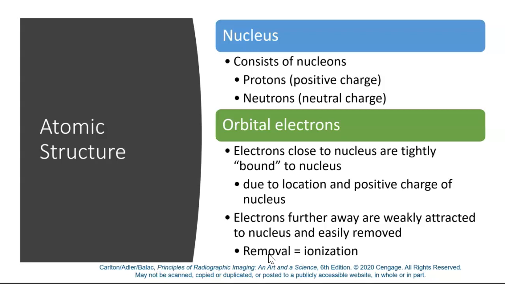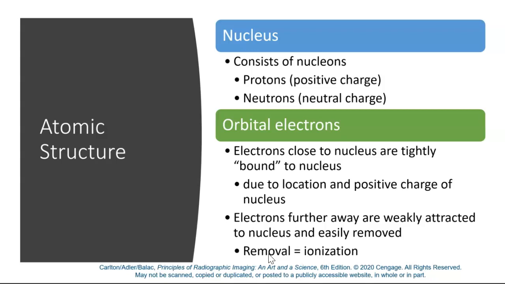Then we have these orbiting electrons. The electrons close to the nucleus are tightly bound to the nucleus. So they're real tight. Due to its location and positive charge, the nucleus pulls those electrons. Remember we talked about opposites? A positive and a negative will come together, but two of the same charge repel. So when we have a positive and negative, that positive nucleus is keeping those electrons in the orbiting shell and keeping them close. Electrons further away are weakly attracted to the nucleus and easily removed.